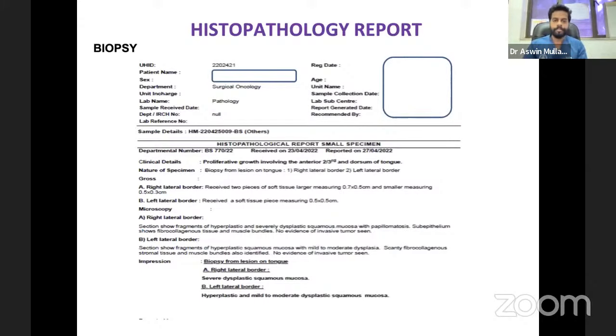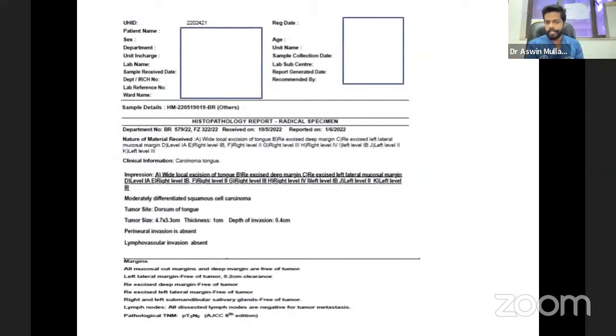What we did was a radical surgery, that means wide excision of that tongue lesion. You can see the final HPR came as moderately differentiated squamous cell carcinoma with tumor size 4.7 by 3.3 centimeters. At the end of the day, the lesion was pT3, that means pathologically it was a T3 lesion. That means it is a stage 3 disease, stage 3 cancer, which eventually requires adjuvant radiation also, which will be coming later. But I am telling this for basic understanding.